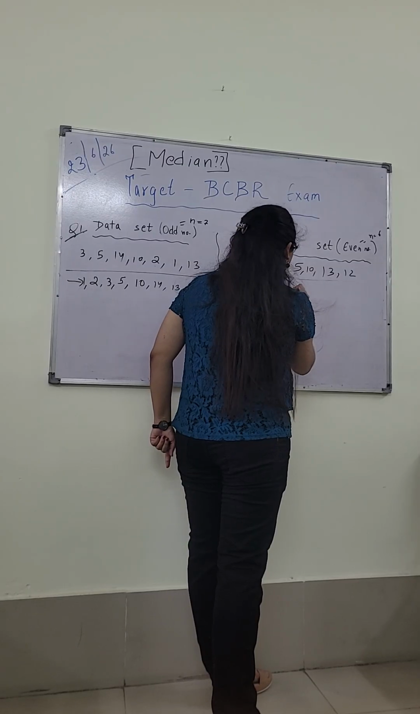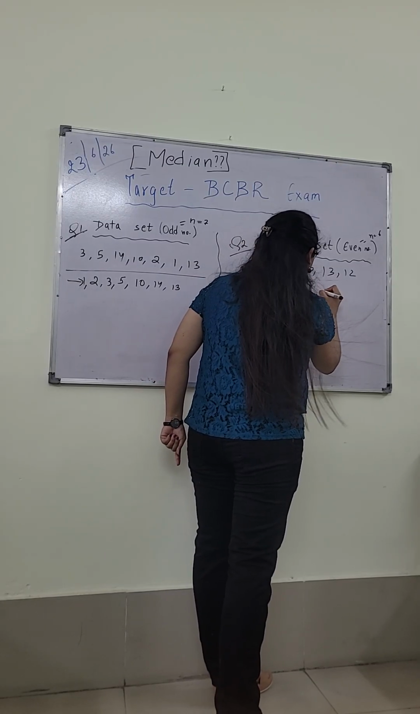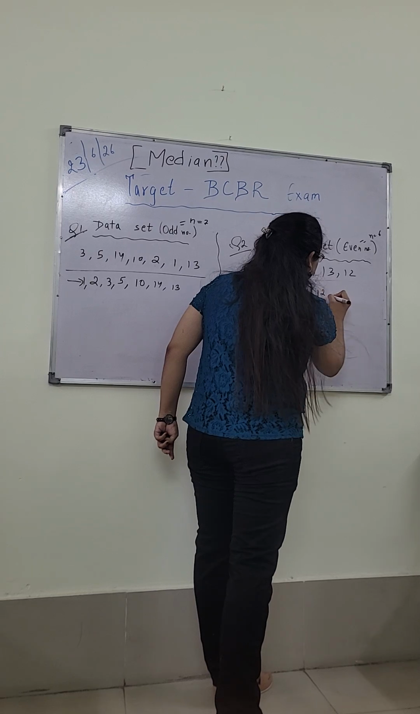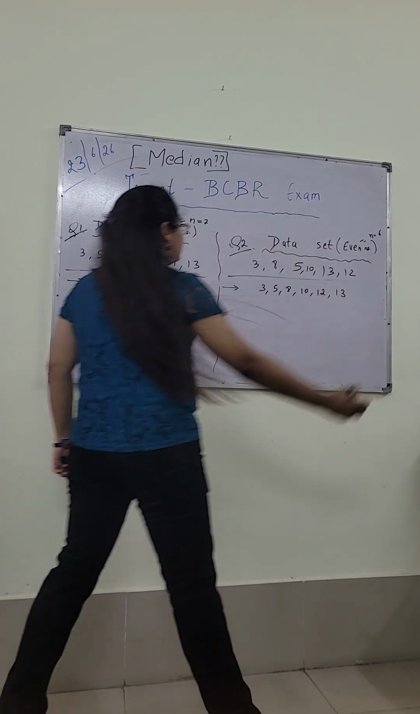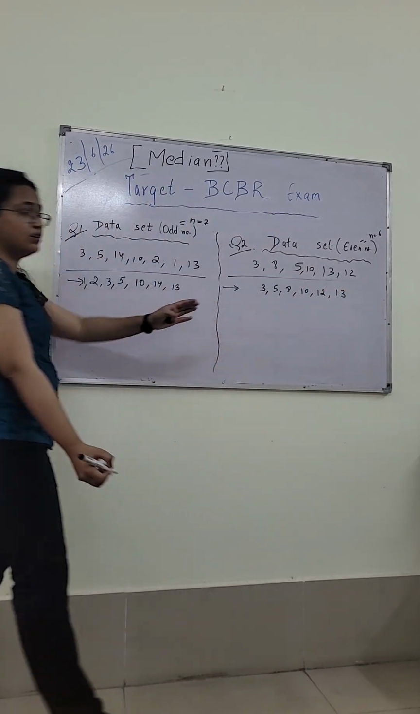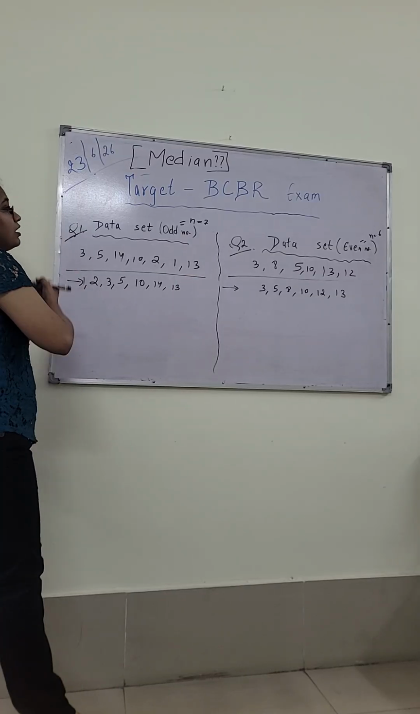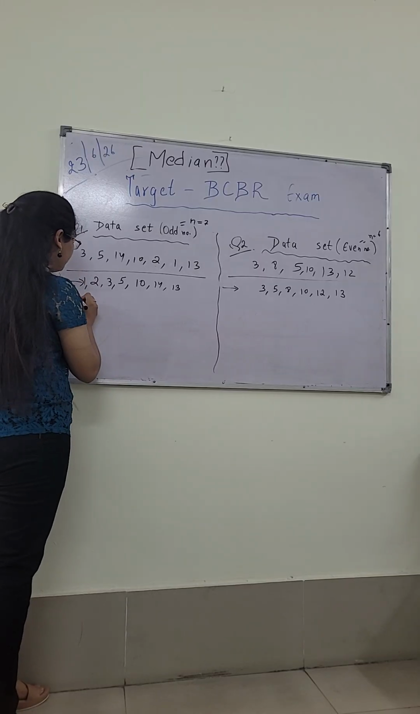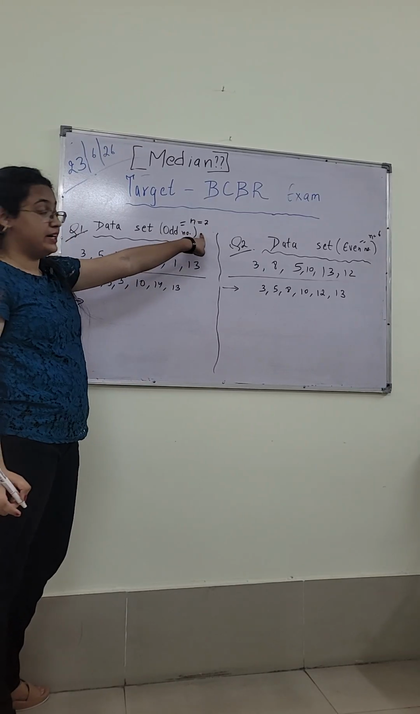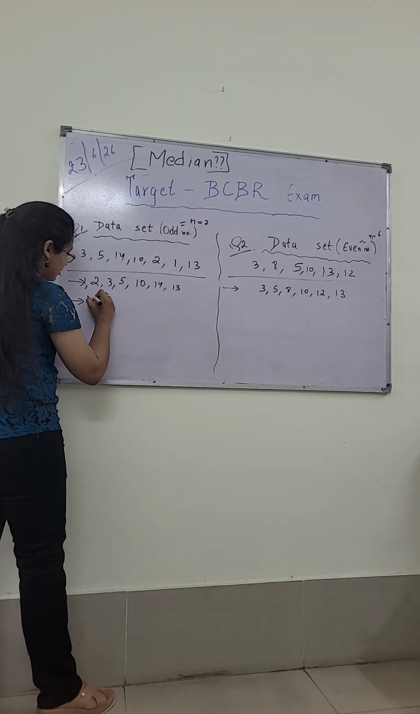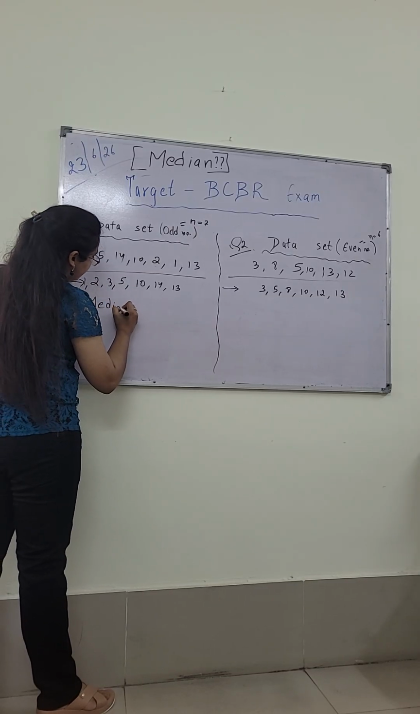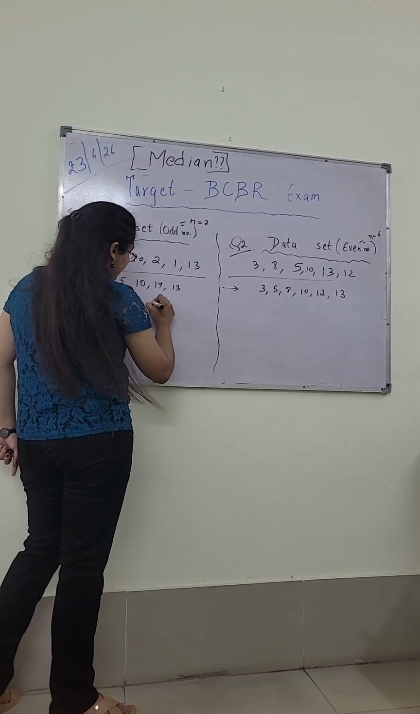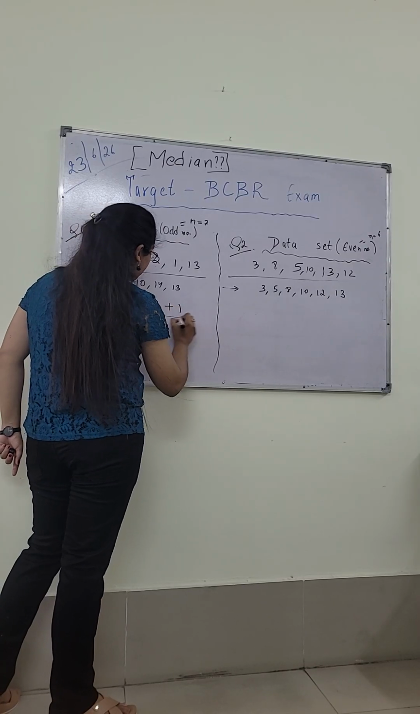That sounds easy, more easy and more compliant. So we have arranged the data set in ascending order. So now how to calculate the median? For calculation of median for odd number of data sets, the formula is n plus 1 by 2.